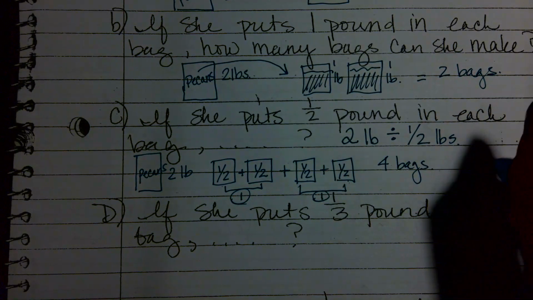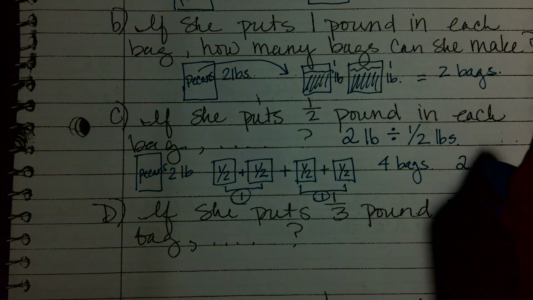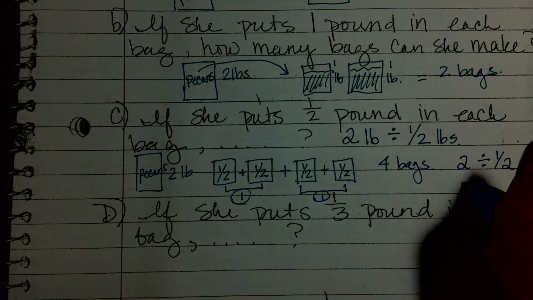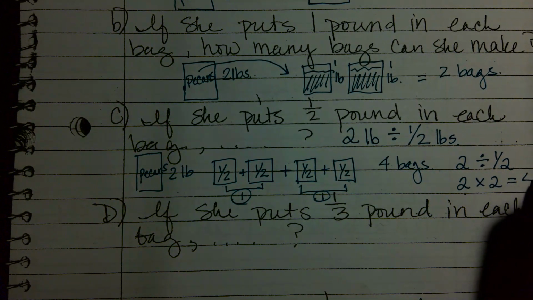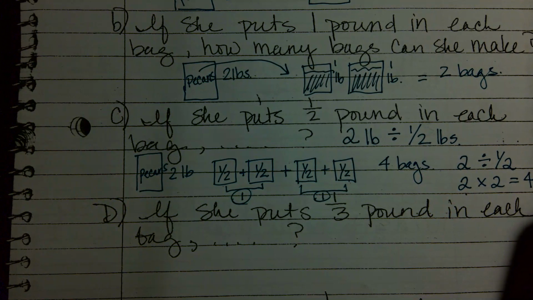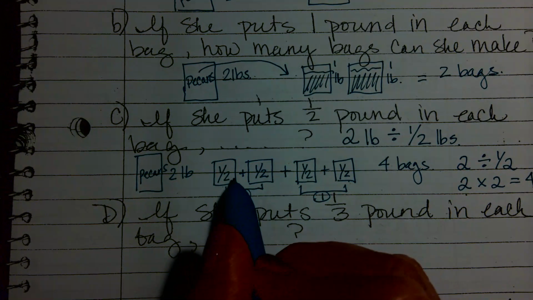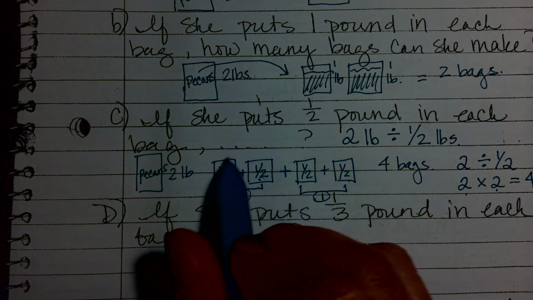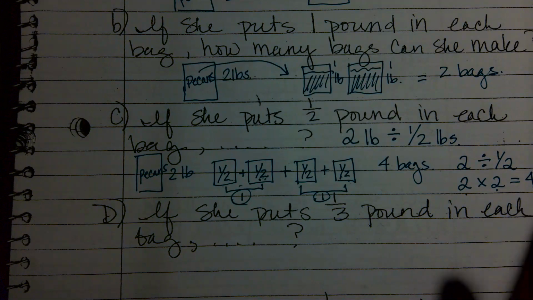This is the same as 2. Watch what I'm going to do right here. I'm going to say 2 divided by a half, right? Now I'm going to go 2 times 2 equals 4. So it's really, it takes 2, right? It takes 2 to make 1. And now I'm going to multiply 2 times 2, and that equals 4.